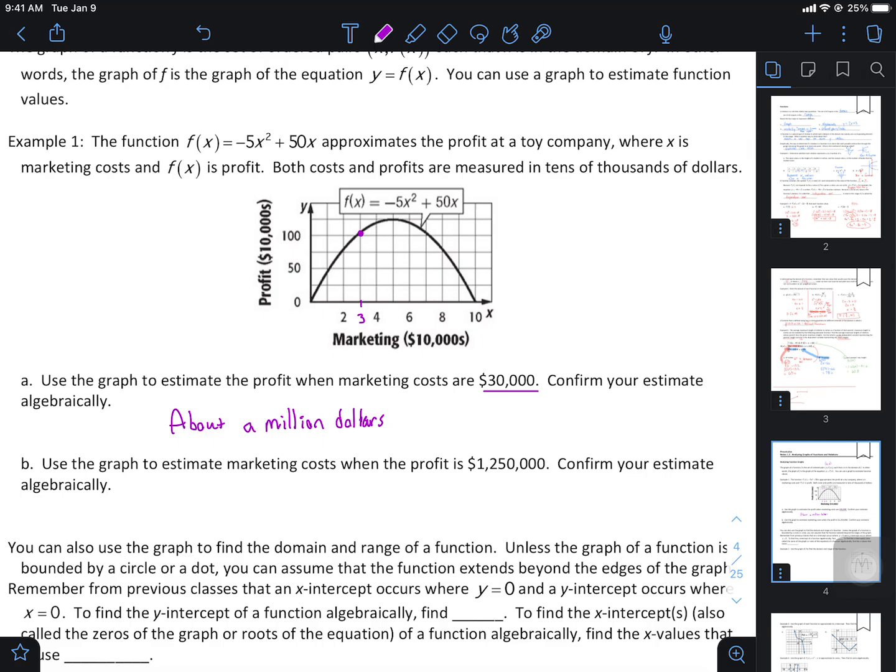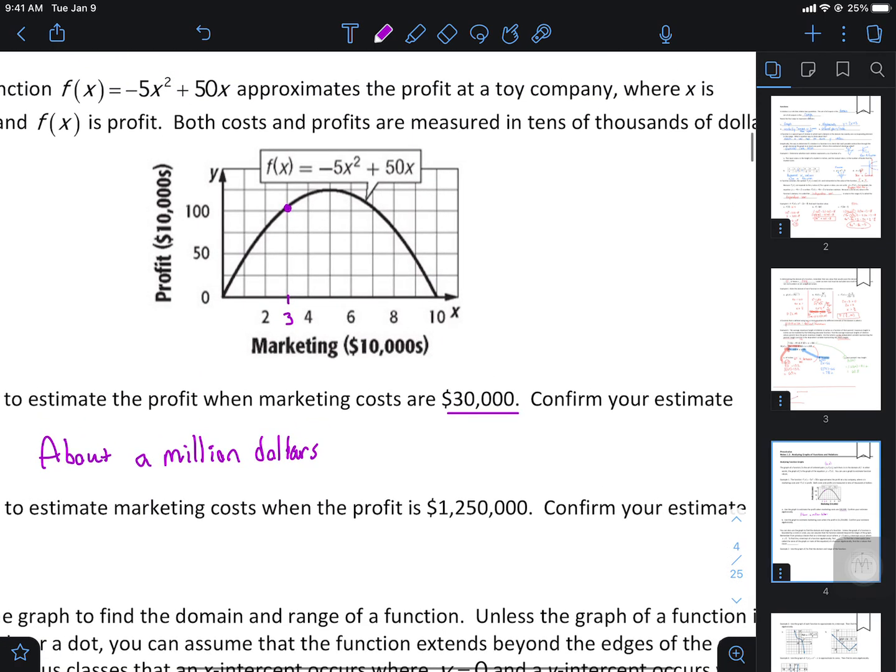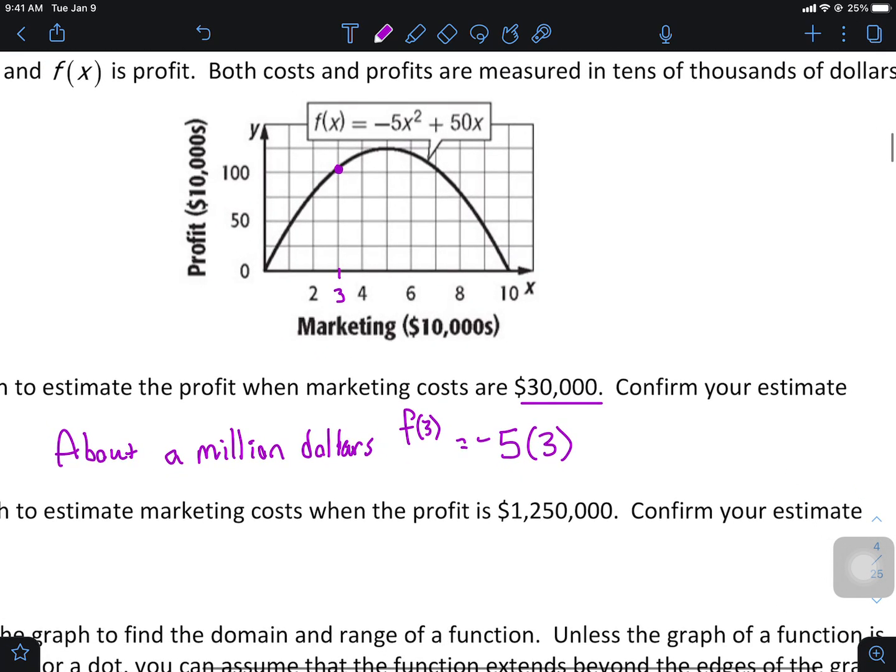Then you can verify this algebraically by taking your equation and evaluating it at, let's say, f of 3. So that's negative 5 times 3 squared, plus 50 times 3.